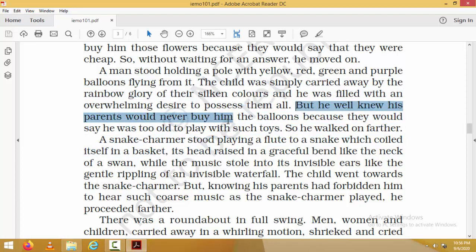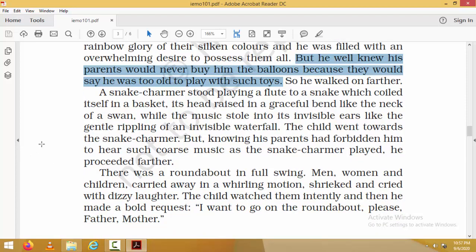But he knew his parents would never buy him the balloons, because they would say he was too old to play with such toys. You have grown, so the balloon is not the right thing to play with. You become too old to play with such kind of toys. So he walked on further. Now the fourth.